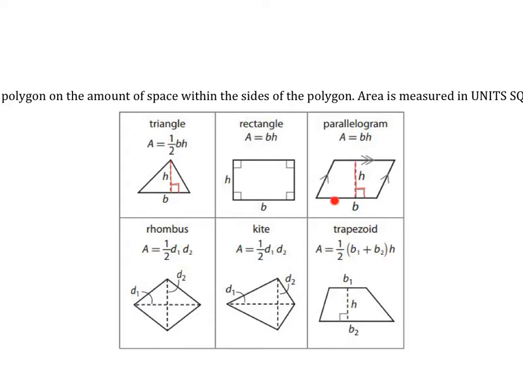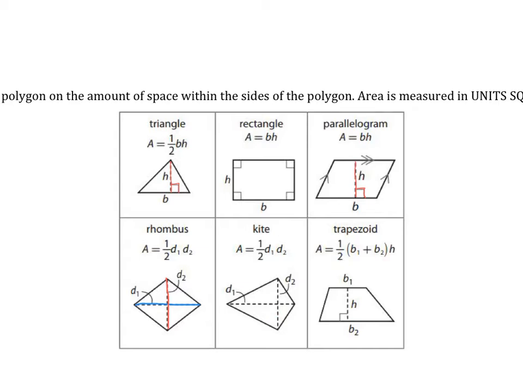So it's not just going to be the length here times the length here. We're doing base times the perpendicular height. For a rhombus, the area can be found by doing 1/2 d1, which is the full length of one diagonal, times d2, which is the full length of another diagonal. So 1/2 d1 times d2. A kite can be found in the same way.